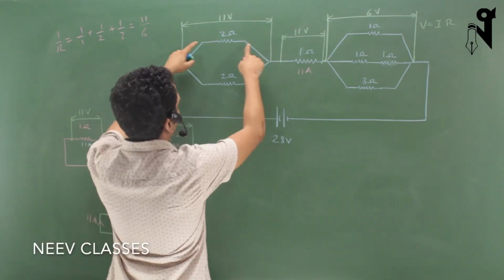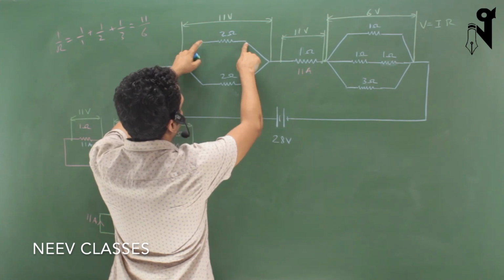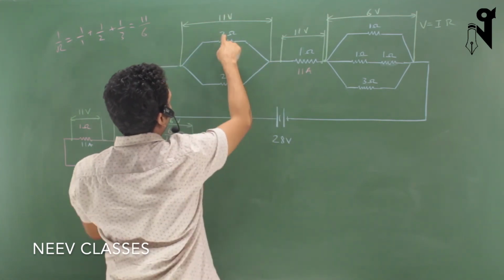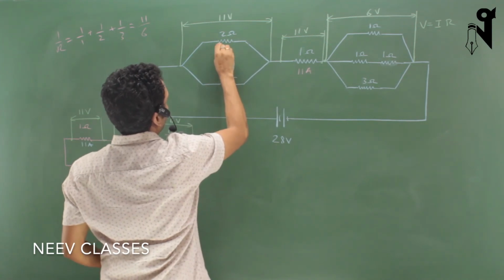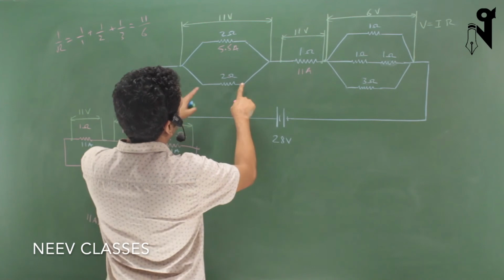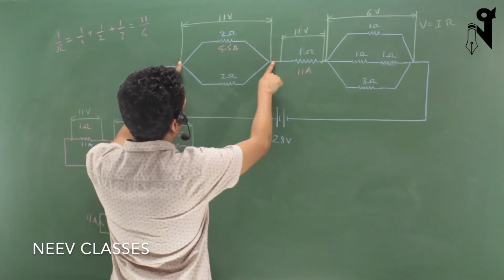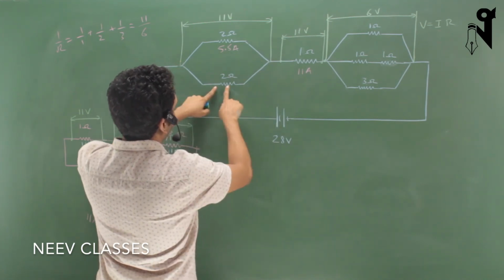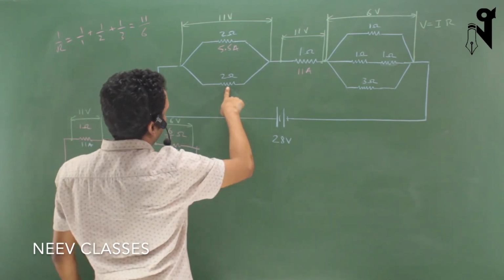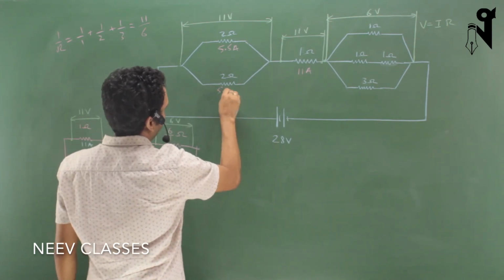So voltage across this 2 ohm is the voltage across the parallel stack, which is 11. Hence the current in this is 11 by 2, which is 5.5 amps. And here again voltage across 2 ohm is voltage across the whole stack, which is 11 volts. So the current in this, using the formula V is equal to IR, is equal to 11 by 2, which is 5.5 amps.